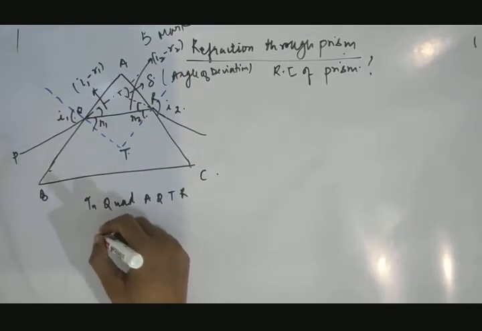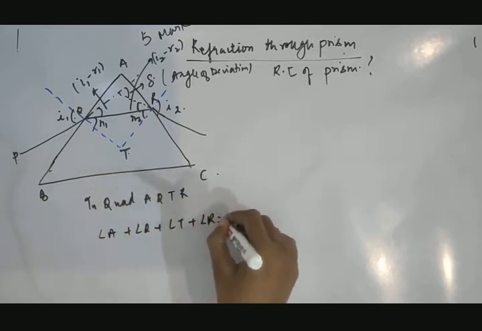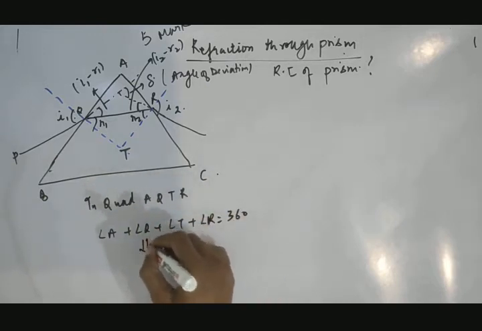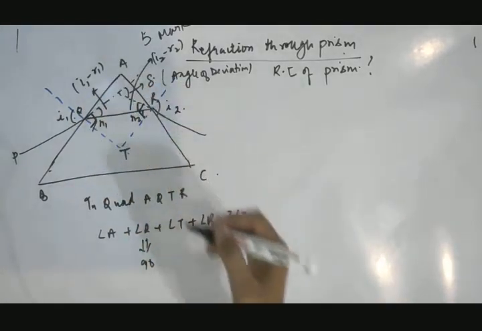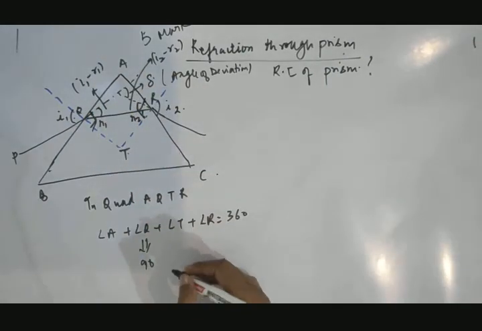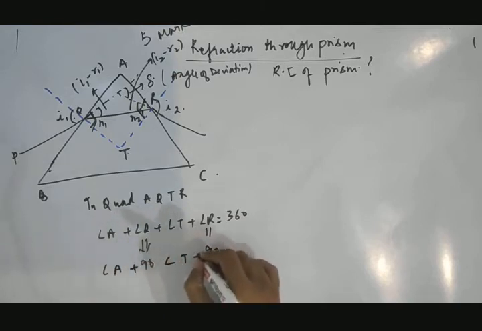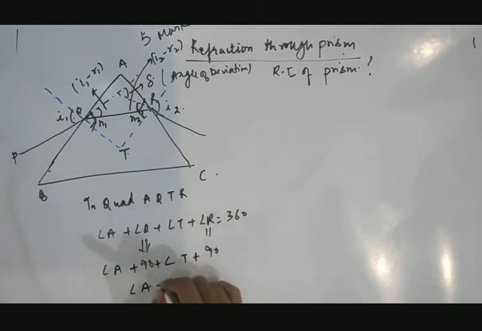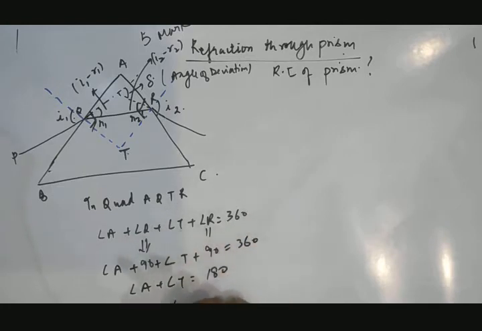In quadrilateral AQTR, we know very well angle A plus angle Q plus angle T plus angle R equal to 360 degree. Angle Q is 90 degree, and this R is also 90 degree. So angle A plus angle T equal to 180 degree. So we can say angle T equal to 180 minus angle A. This is equation number 1.